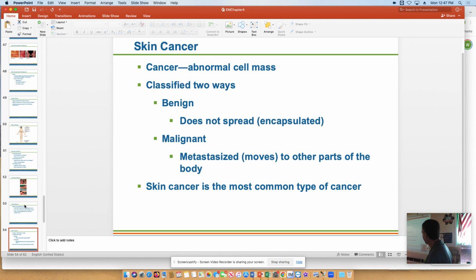Okay, so cancers are an abnormal cell mass. A couple different classifications. Benign means that it's encapsulated, and so it doesn't have those finger-like projections that go out from it. If it has those, if it has reached out into adjacent tissues, we say that it's metastasized, and then it moves to other parts of the body. We call that type of cancer malignant.